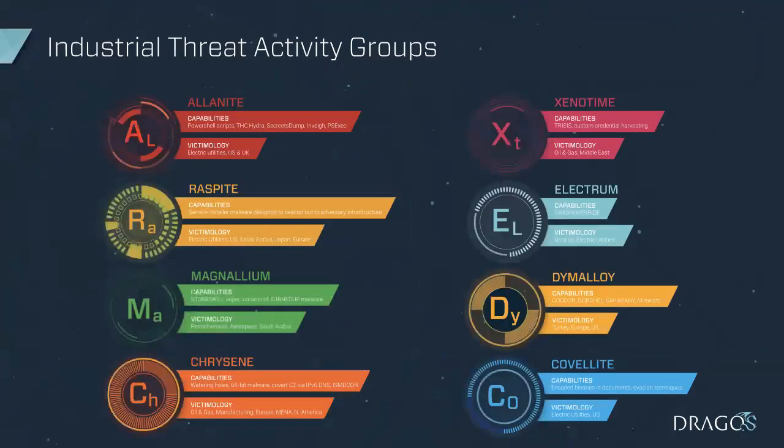Okay, so let's start off. If you look on our website, you'll see a whole listing of activity groups there. It's our encyclopedia of activity groups. And of course, being a security vendor, you've got to give them really cool names. And so we chose rare earth elements.